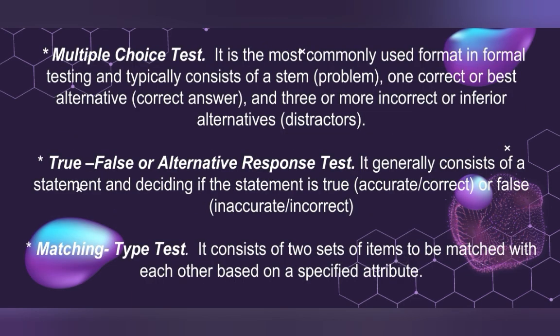We have the multiple choice test. It is the most commonly used format in formal testing and typically consists of a stem or a problem. We have the true false alternative response test, and the last one, the matching type test. So it depends on the numbering or the number of items. We have 1 to 10, it is a multiple choice test. 11 to 20, it's a true false or alternative response test, and so on.